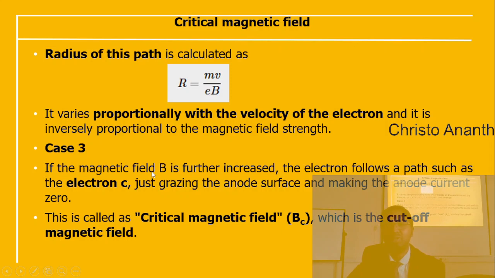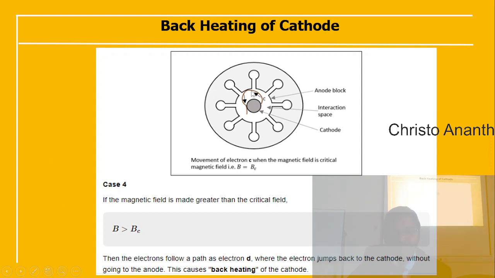So the electrons will follow a path such as electron C, that will go across the anode surface and make the anode current 0. So this is where you get the critical magnetic field BC, which is the cutoff magnetic field. From there again it will take a curve like this. So this is the anode block, interaction space and cathode. This is the movement of electron C when the magnetic field is increased further.